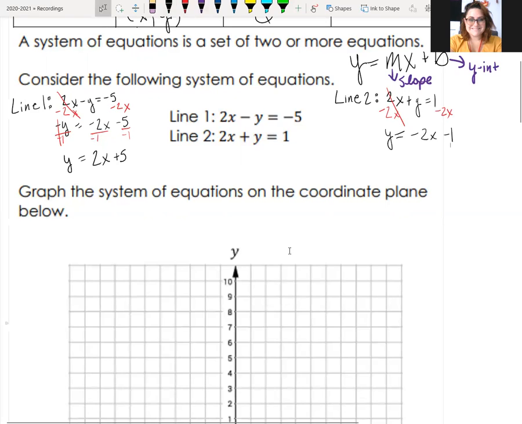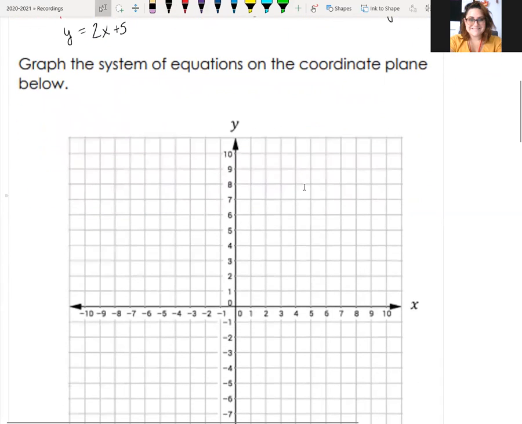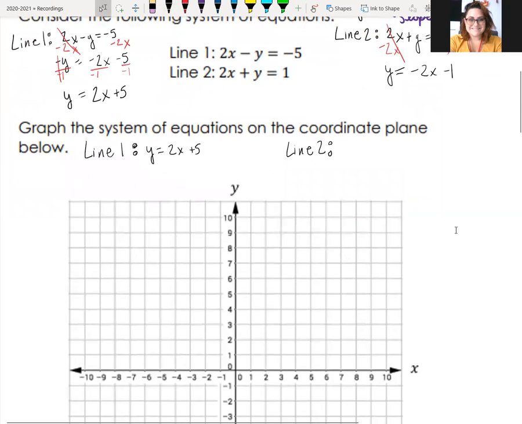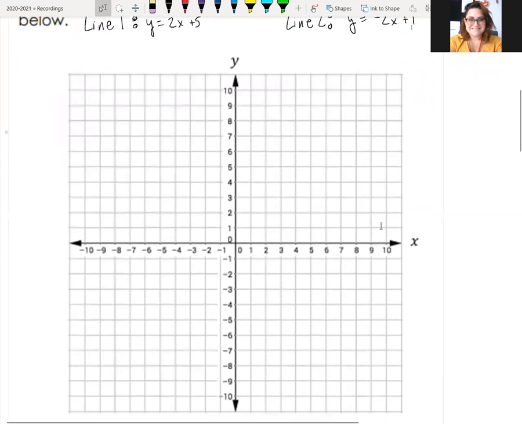So now we just need to graph it, which I need to rewrite mine over here so I can see them. Line 1 is y equals 2x plus 5. Line 2, y equals negative 2x plus, minus 1? This should be plus 1. Don't know how I got minus.